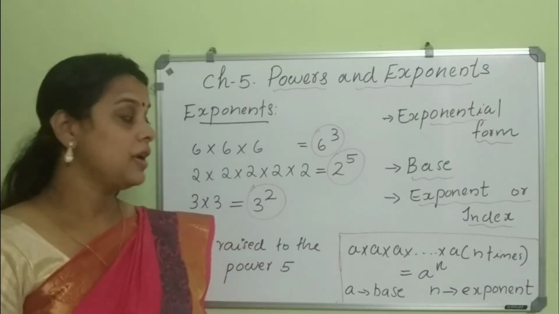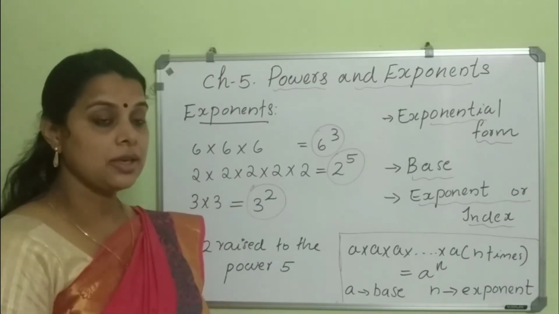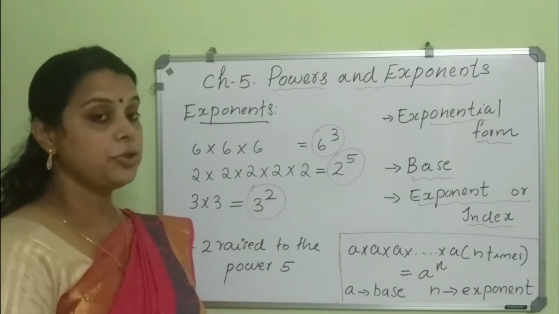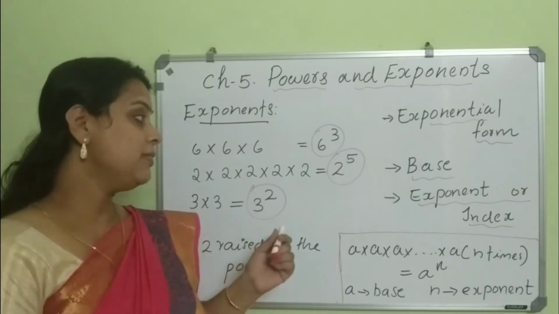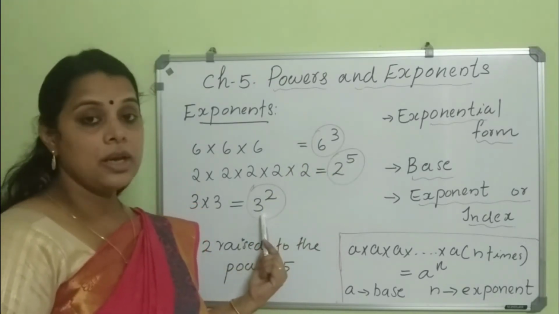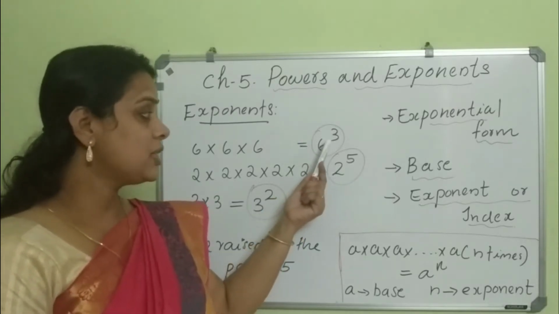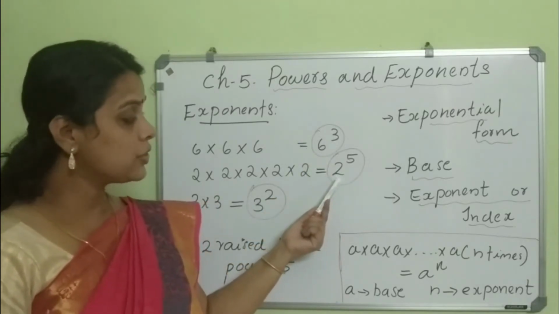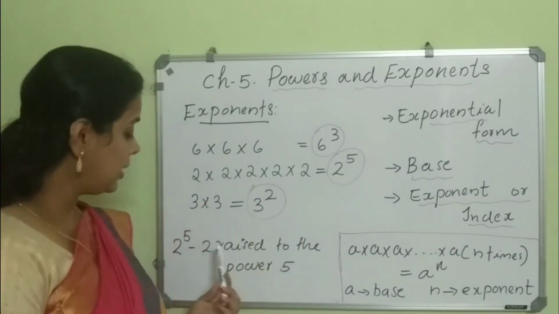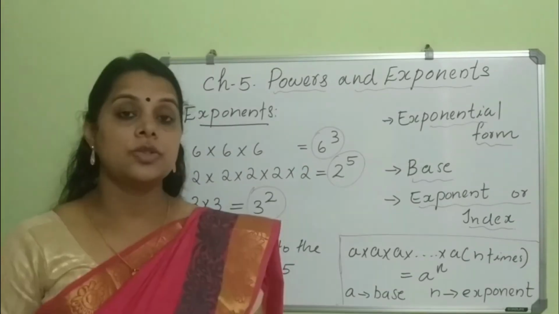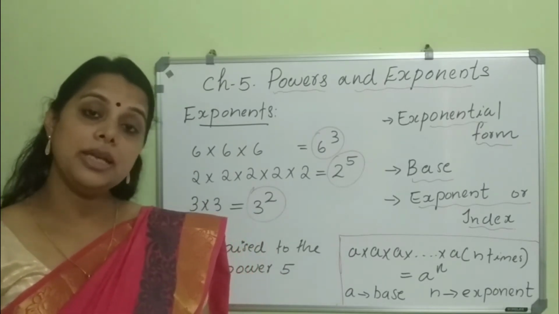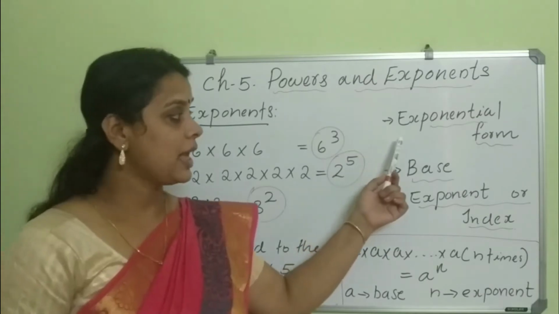What is the result of 6 multiplied by itself 3 times, 2 multiplied by itself 5 times, and 3 multiplied by itself 2 times? In a shorter way, we can write it as, this can be read as 6 raised to the power 3, 2 raised to the power 5, 3 raised to the power 2. In short, 2 raised to 5. So, the shorter way of writing a number or an expression multiplied by itself repeatedly is known as exponential form.